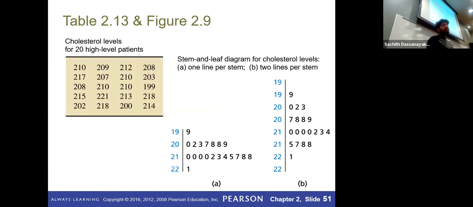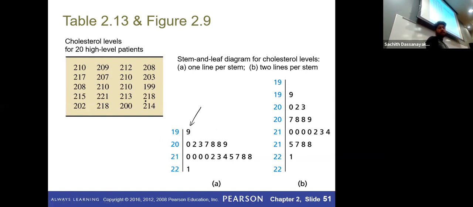If you have 3 digits, the same procedure applies here. The last digit, which means the rightmost digit, always goes to the leaf part. The rest of them go to the stem. So first you have to identify the distinct numbers. We have something from 190 something, 200 something, 210 something, and so on. This is very similar to classes, distinct classes, single value grouping.